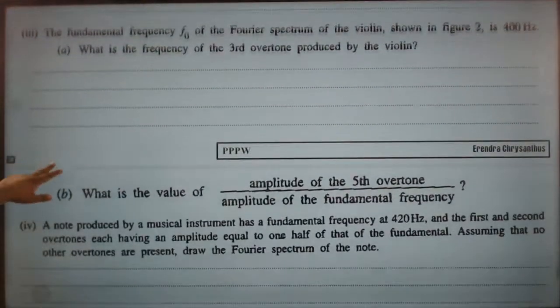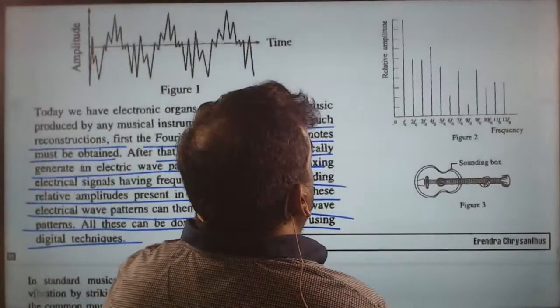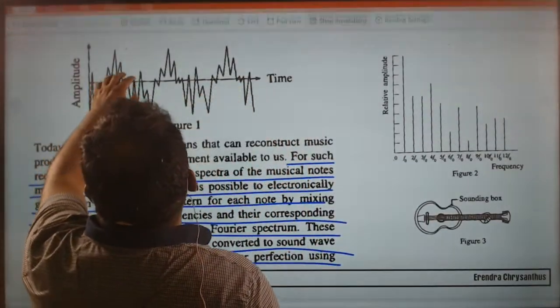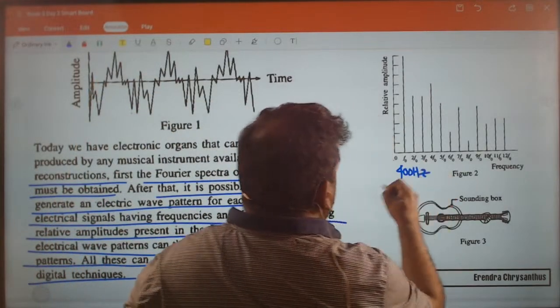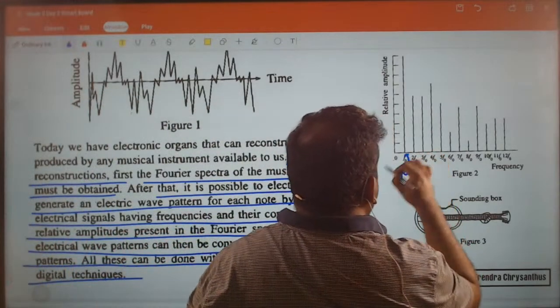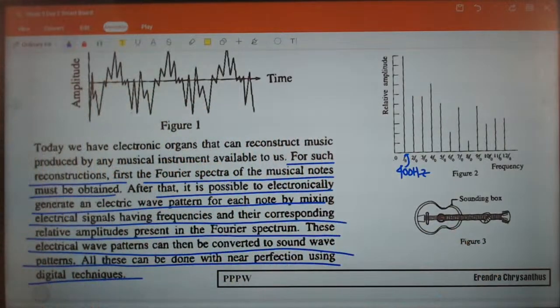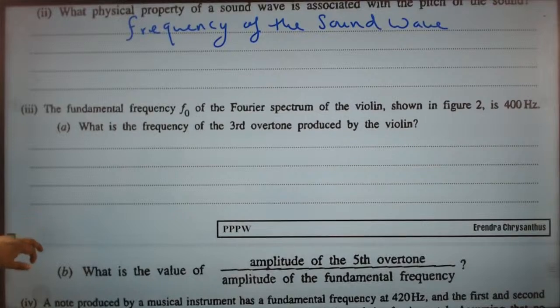Right. So the fundamental frequency F0 of the Fourier spectra for a violin is shown in the figure. It is 400 Hz. That is the Fourier spectra. Here, this is the Fourier spectra, 400 Hz, the fundamental frequency for a violin or guitar. What is the frequency of the third overtone produced by the violin?